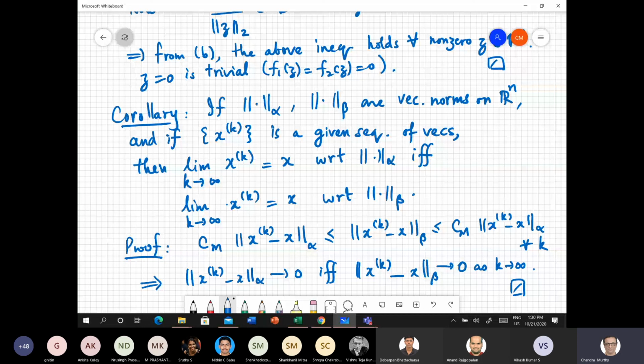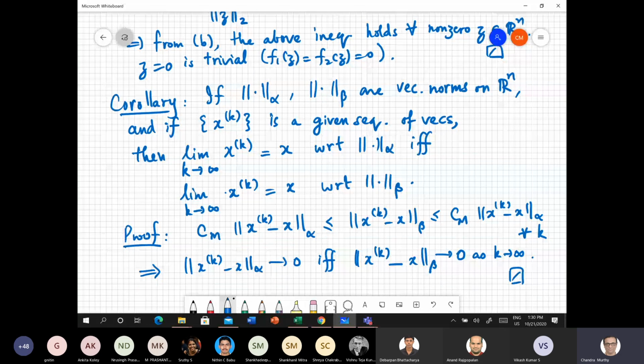Okay, so basically this implies that in a finite dimensional vector space, all norms are equivalent in the sense that whenever xk converges to x with respect to one norm, then it converges to the same x with respect to any other norm. So I think we're out of time for this class, so we'll stop here and continue the next time. Any questions?